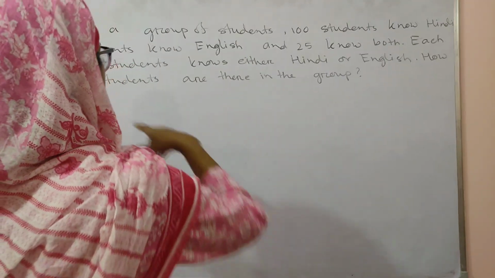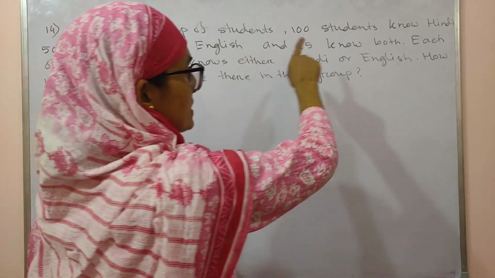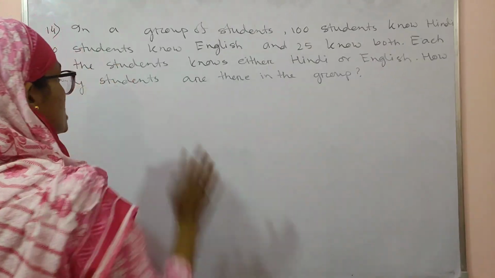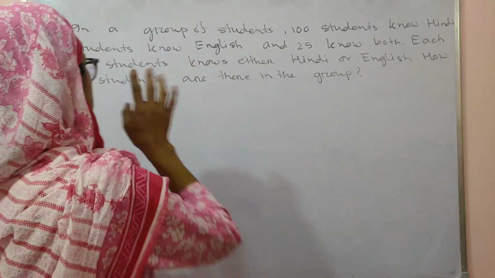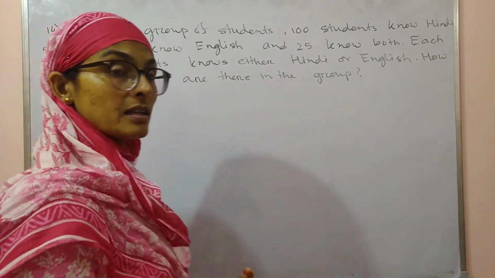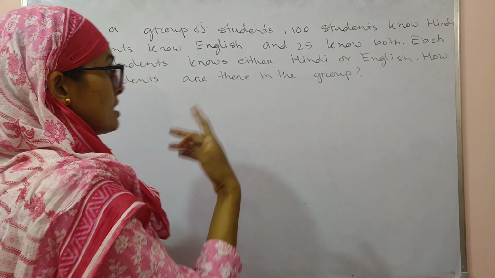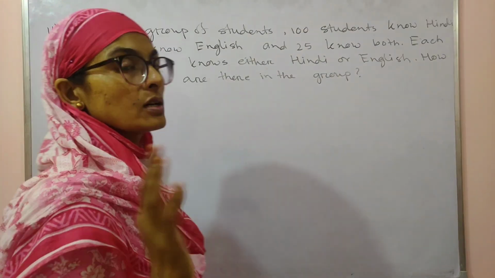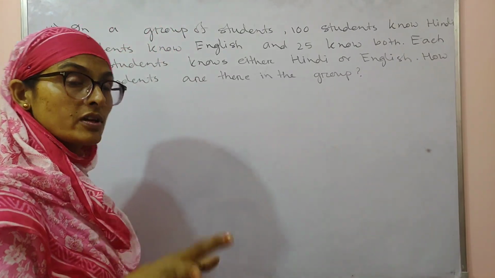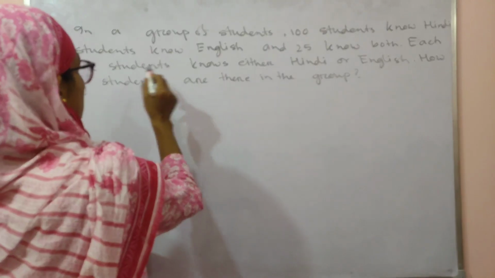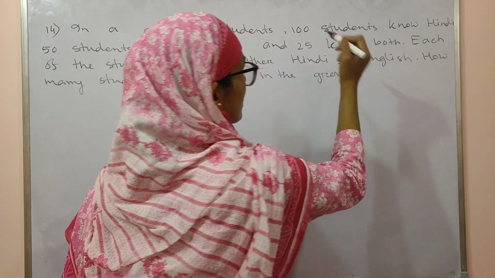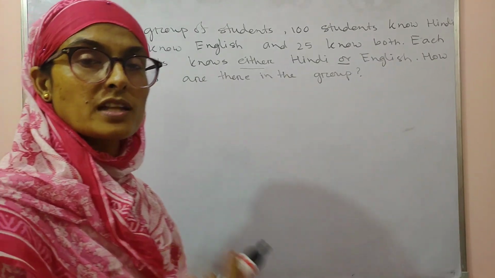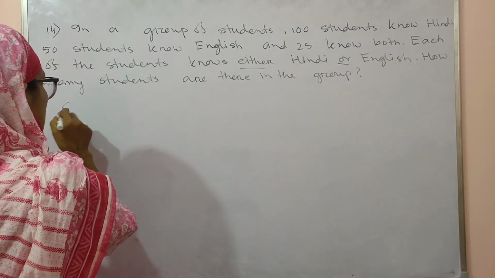Next, number 14. In a group of students, 100 students know Hindi, 50 students know English and 25 know both. Each of the students knows either Hindi or English. How many students are there in the group? That means you have to find the union. Here given each of the students knows either Hindi or English. That means you have to find the union. Write down solution.